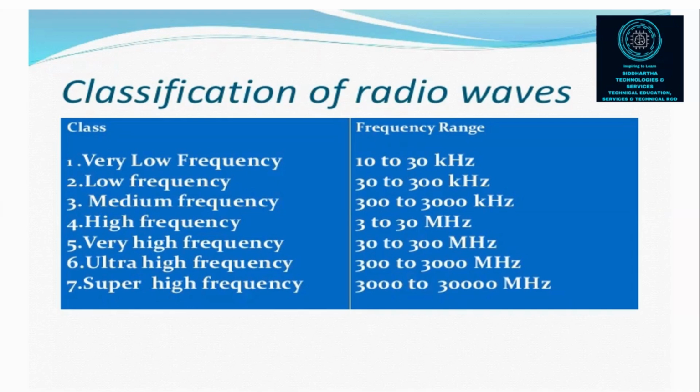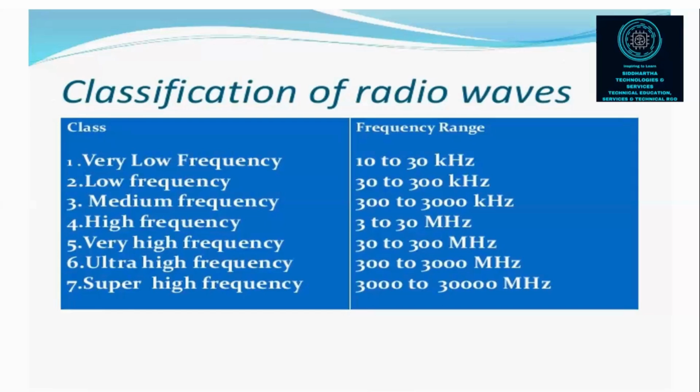Then came the low frequency, 30 to 300 kilohertz, then medium frequency, then high frequency, very high frequency. What does this denote? It denotes the change in the frequency range. Super high frequency is from 3000 to 30,000 megahertz. Okay, super high frequency.